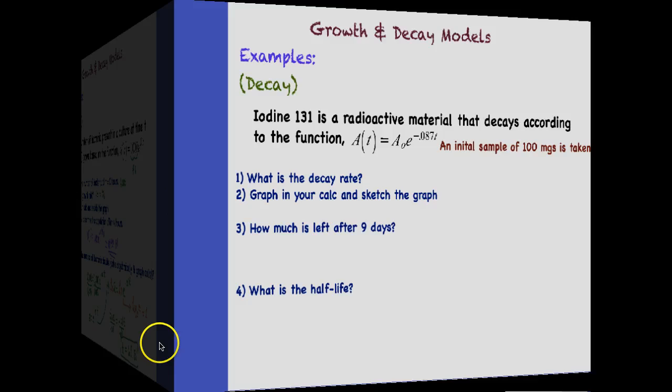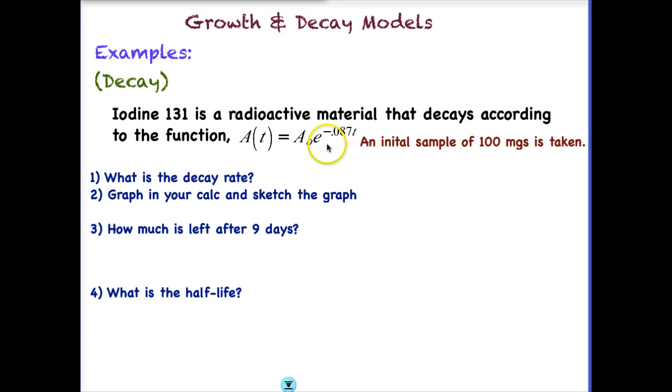Let's now look at a decay model. Notice in this model, the only real difference between decay and growth is that we have a negative growth or decay rate. So, number 1, what is the decay rate? We know it's decay because of the negative, and the rate is 0.087, which is the same thing as 8.7%.